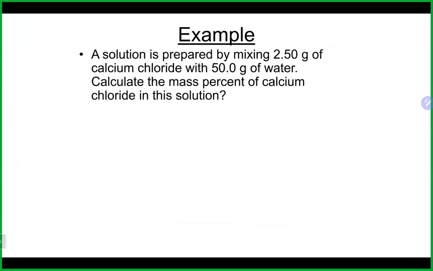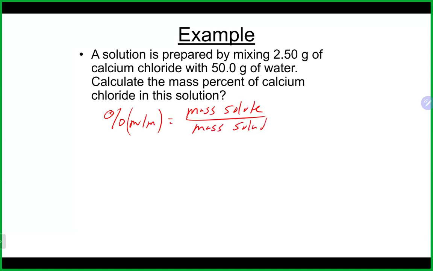A solution is prepared by mixing 2.5 grams of calcium chloride with 50 grams of water. Calculate the mass percent of the solution. Okay, let's take a look at it. We're calculating our percent mass to mass, which is going to be the mass of the solute divided by the mass of the solution times 100%. In this case, the calcium chloride is going to be our solute, as that is the smaller number. The larger part is going to be our water, which is our solvent.